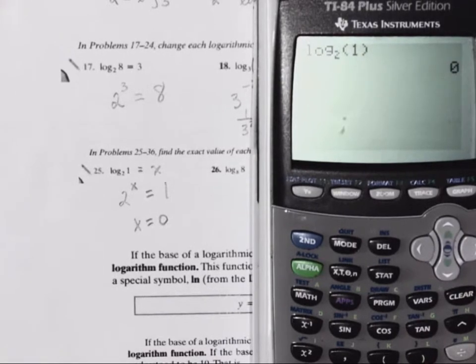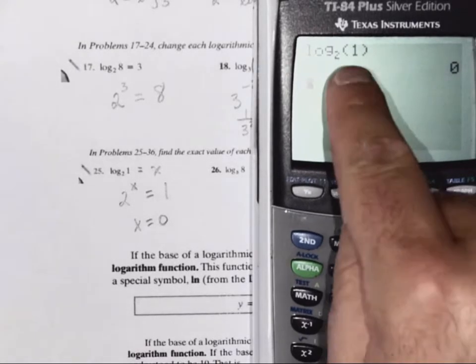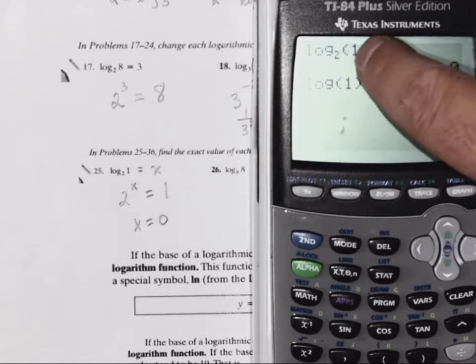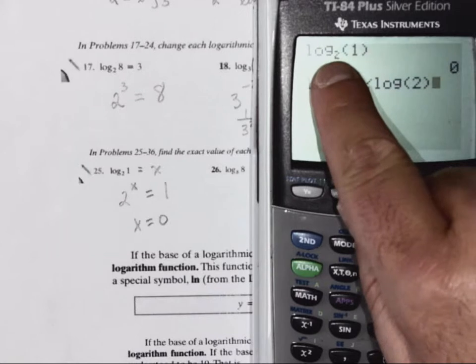Okay. If you have an older calculator, what you have to do is what we call change of base. You have to do everything in base 10. So if we wanted to do this, doing change of base, I would find the common log of 1 and divide that by the common log of 2. So common log is base 10. So if I just hit the log button, it automatically does base 10. And so that's what we call change of base. And it's always the common log of this value divided by the common log of the base.